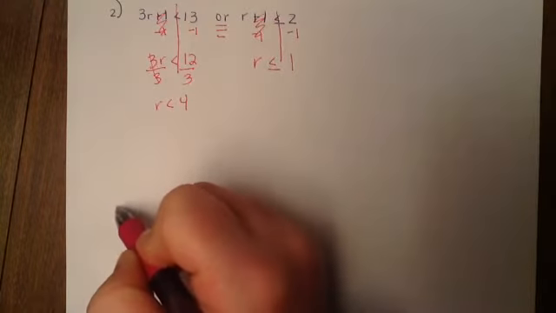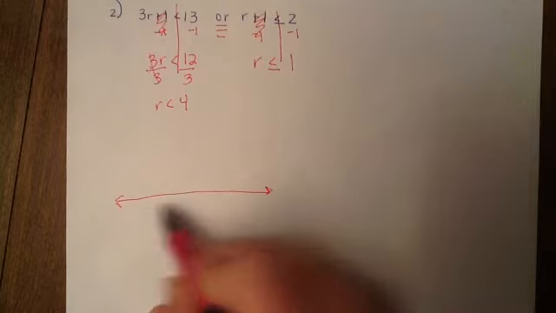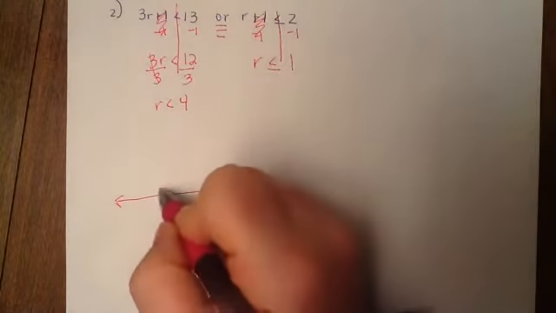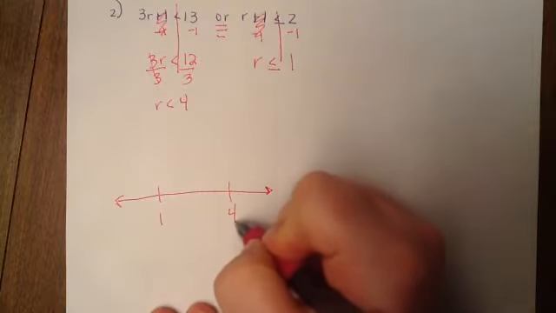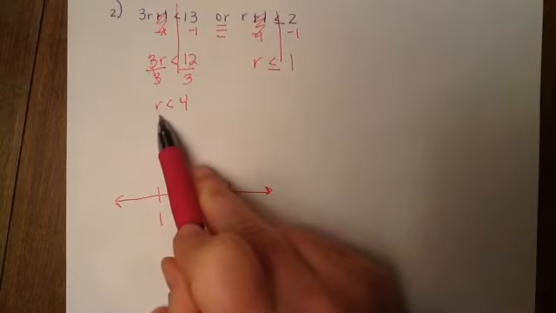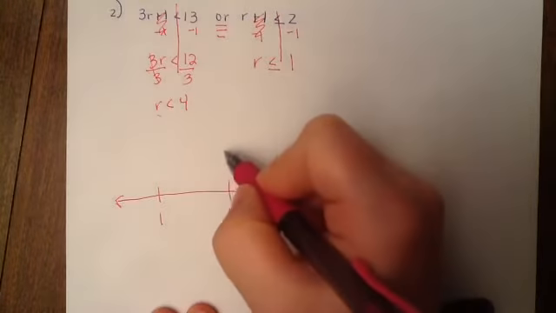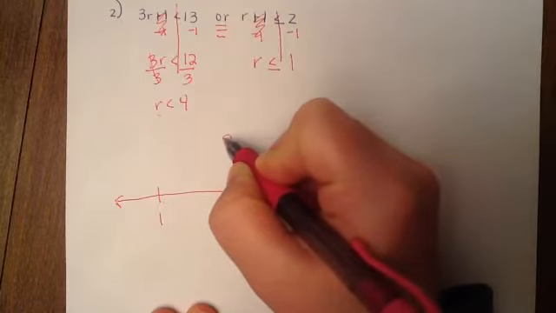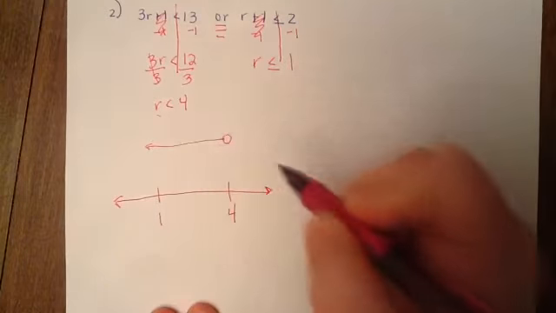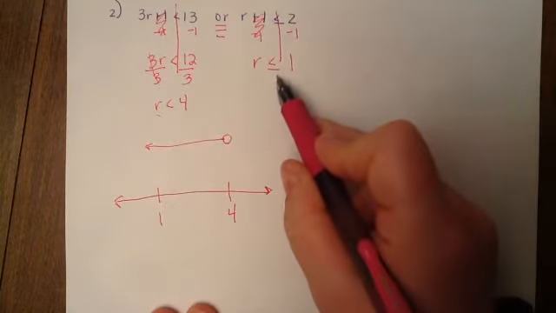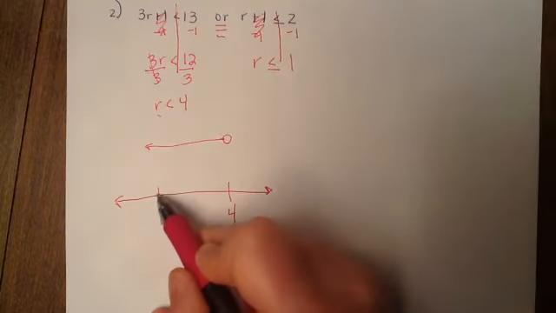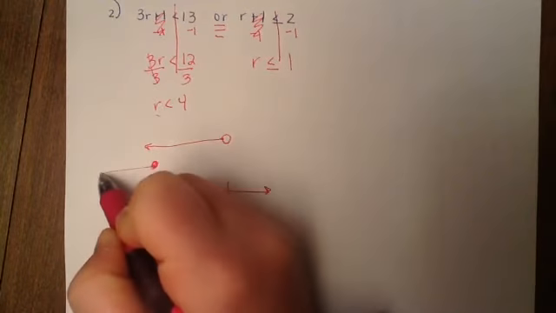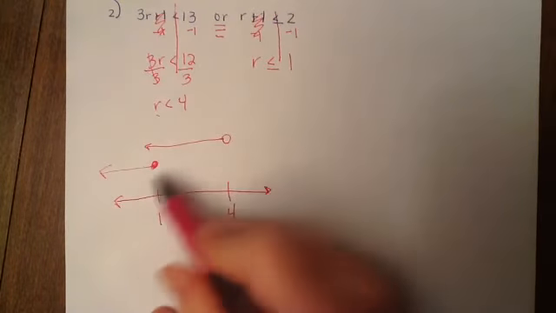When you graphed these, what numbers went on your number line? 4 and 1. And put them in the right order. Let's graph r is less than 4. Where does that go? What type of circle? Open, shaded left. R is less than or equal to 1. What type of circle? Closed, shaded left. So both of these can be on the graph.